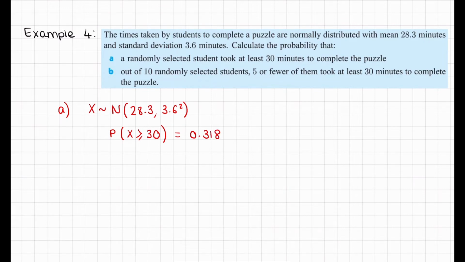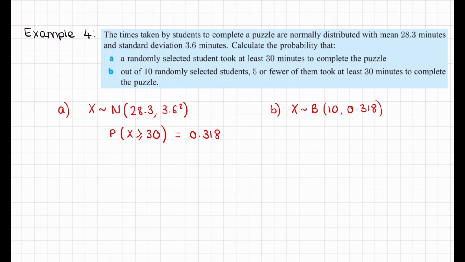Now B, out of 10 randomly selected students, 5 or fewer of them took at least 30 minutes to complete the puzzle. Now with this one, because we have trials, we have 10 randomly selected students, we have a number of trials, it is actually a binomial. So we have 10 students and 30 minutes, we want at least 30 minutes to complete. We've just worked out the probability of that in the last example, which is the 0.318.